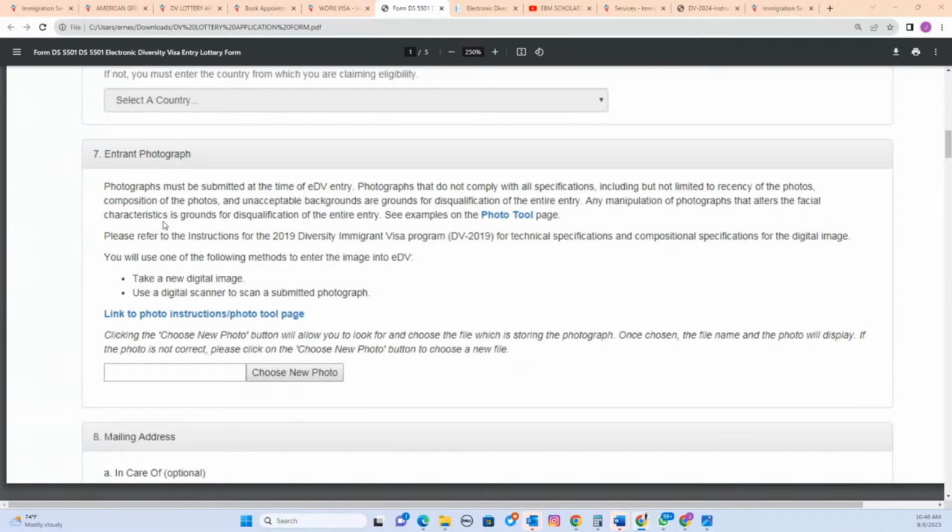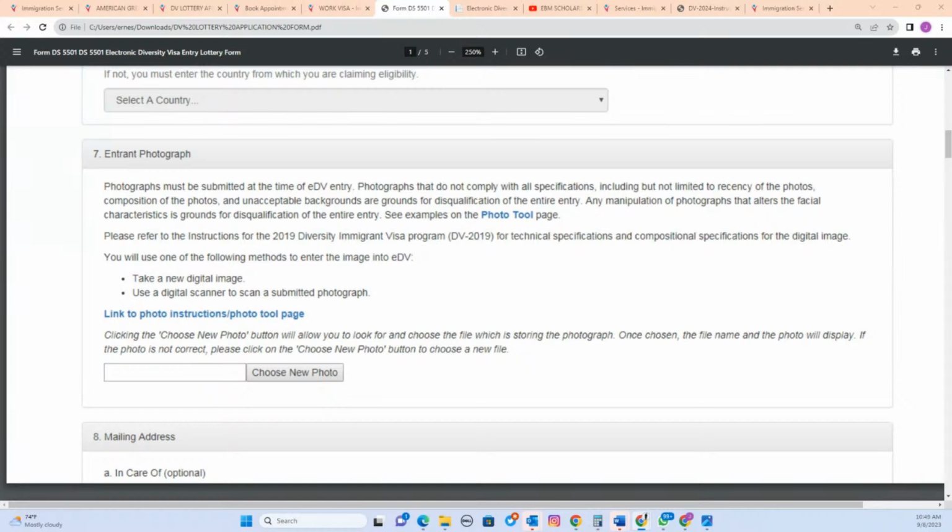The photo must be with a white background. Don't put on too much makeup. Don't wear a hat. Don't go crazy, people. It needs to follow all the instructions, and it has to meet all the requirements. Make sure the photo has all the requirements. I'll put out a separate video on the photo.